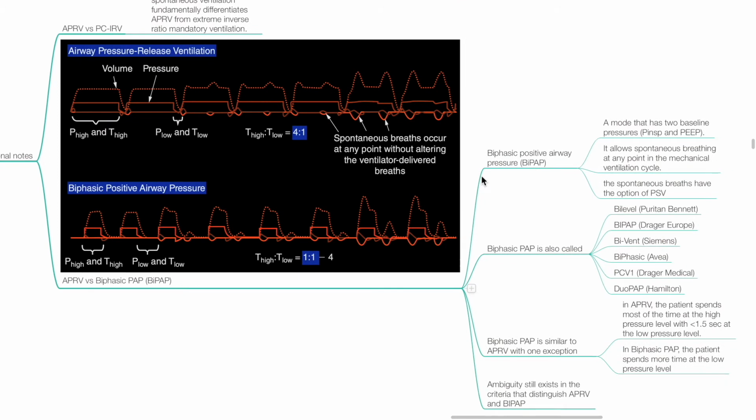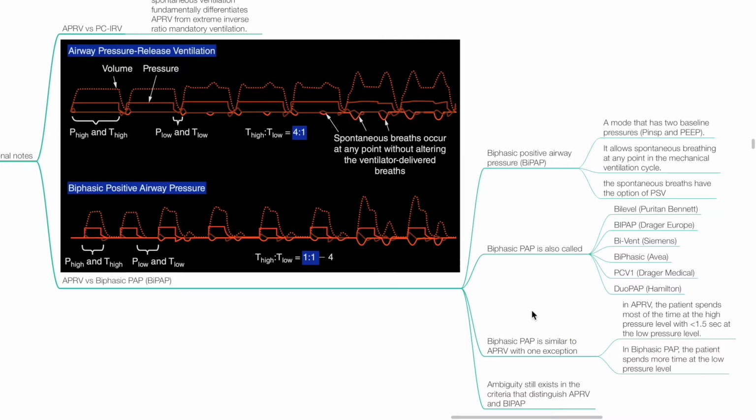APRV versus biphasic PAP or BiPAP. BiPAP is a mode that has two baseline pressures, inspiratory pressure and PEEP. It allows spontaneous breathing at any point in the mechanical ventilation cycle. The spontaneous breaths have the option of pressure support ventilation. Biphasic PAP is also called bilevel, BiPAP, bivent, biphasic, PCV+ or dual PAP, depending on the ventilator.